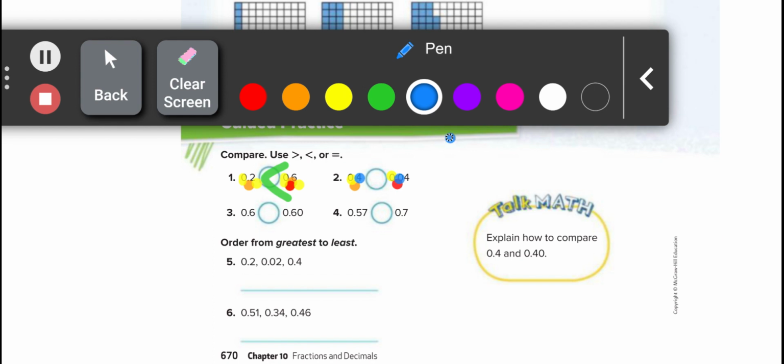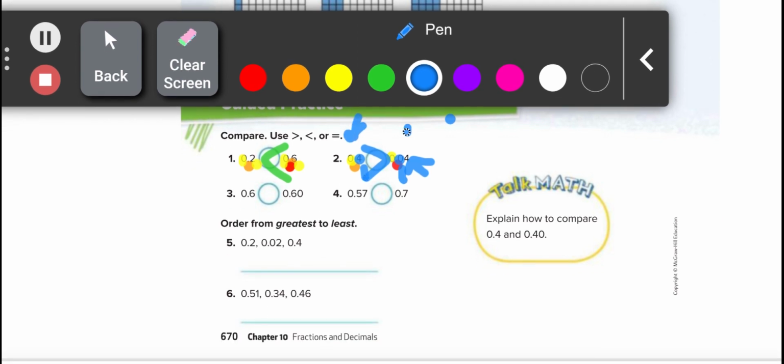My 4 or my 0? I know there's a 4 out here, but I haven't made it that 4 yet. I'm just looking at this 4, just looking at this 0. Yep, that 4 is bigger. So 4 tenths is bigger than 4 hundredths. And you can think of it like your dimes here and your pennies.